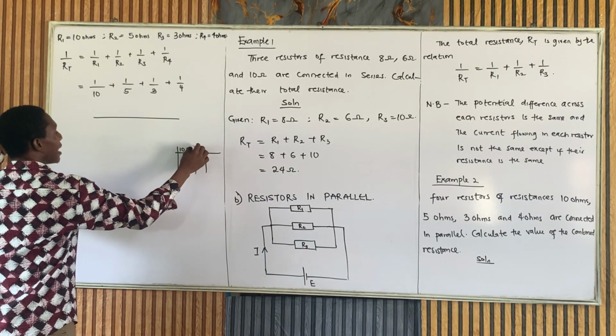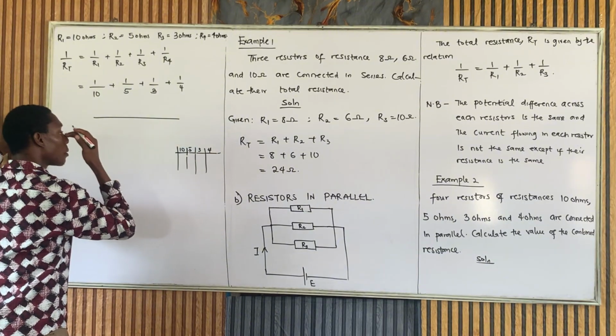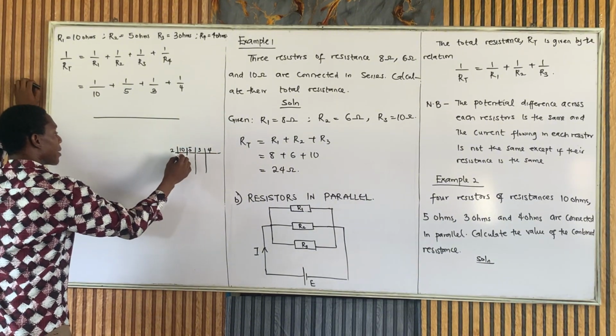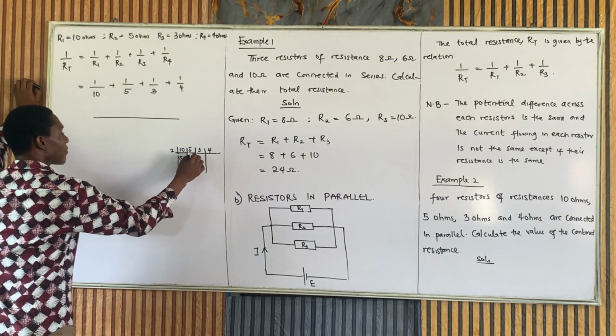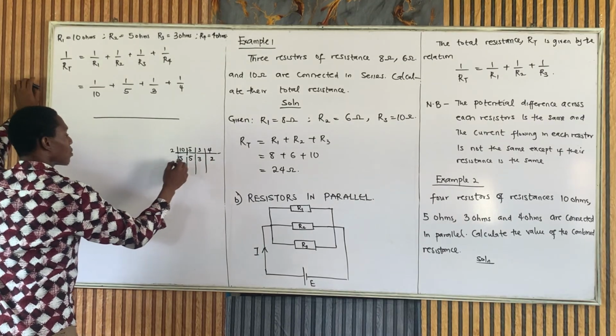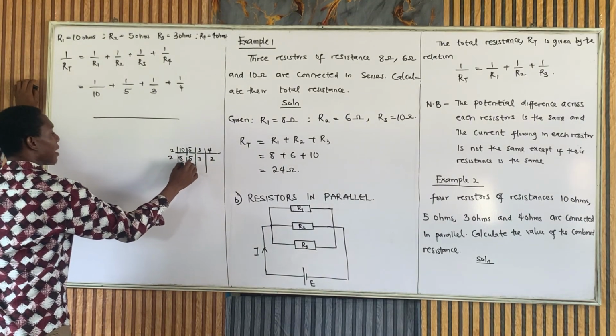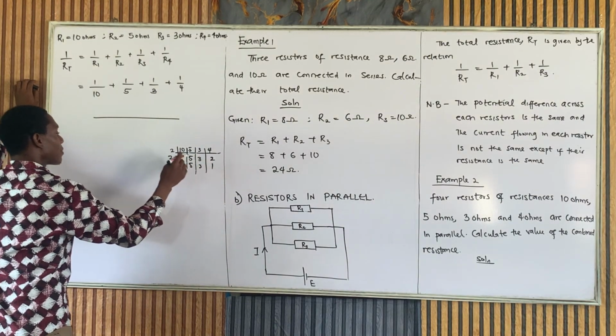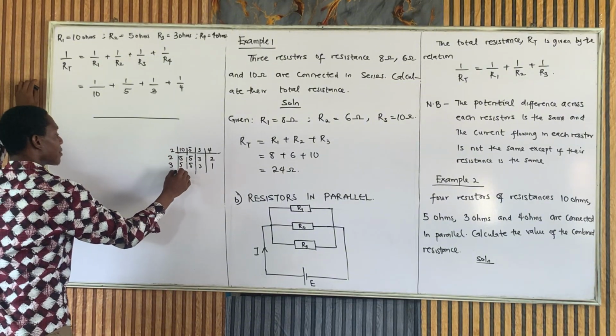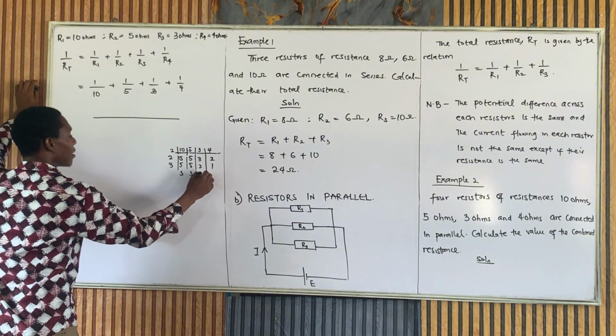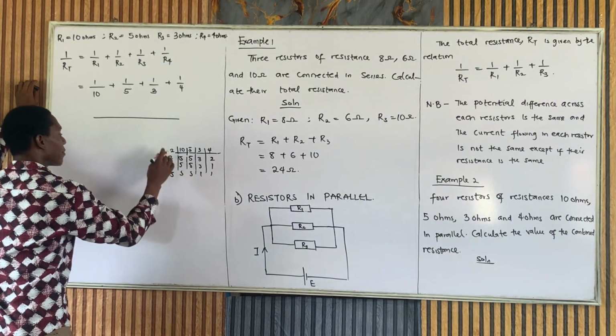10, 5, 3, and 4. So 2 can go here, that's 5. This remains 5, 3, and 2. So 2 can go again, 5, 5, 3, and 1. So times 3 and 5 again. So 5, 5, 1, 1, and then 5.